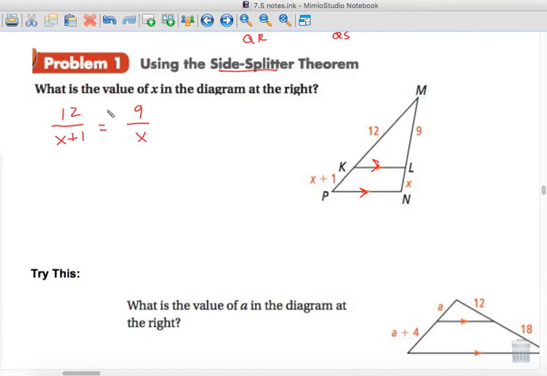So using the side splitter theorem, we have this. We cross multiply, we get 12x equals 9 times the quantity x plus 1, which is 9x plus 9. Don't forget to distribute to both of them.